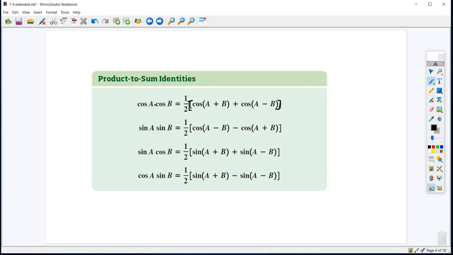Sine A times sine B is this. Sine A times cosine B here. Cosine A times sine B is here. So again, we don't have to memorize the formulas. We will just keep them here. And it will be on the next slides too, that you will see.